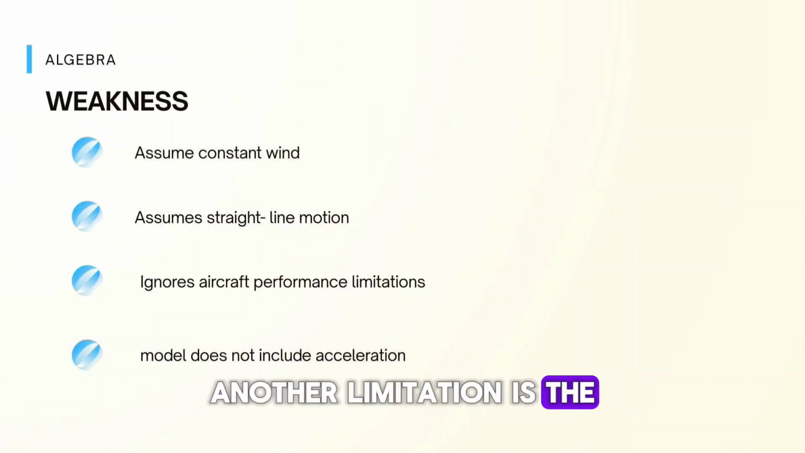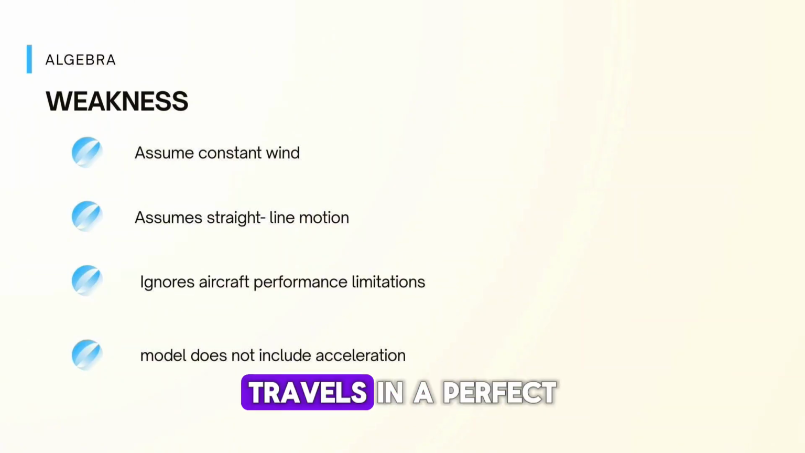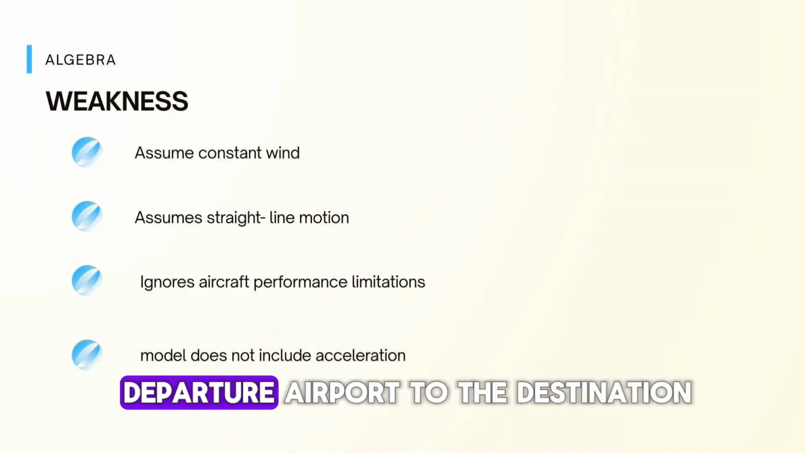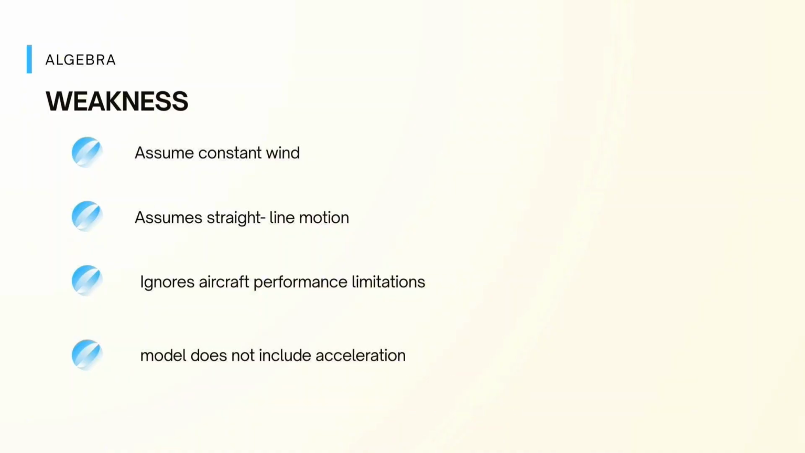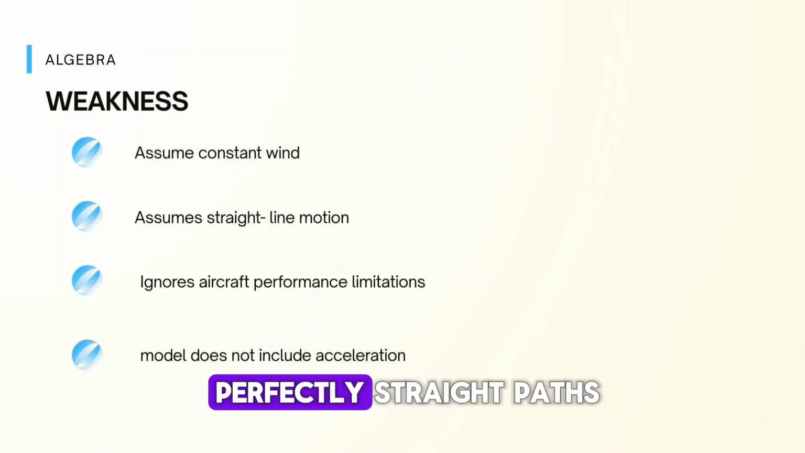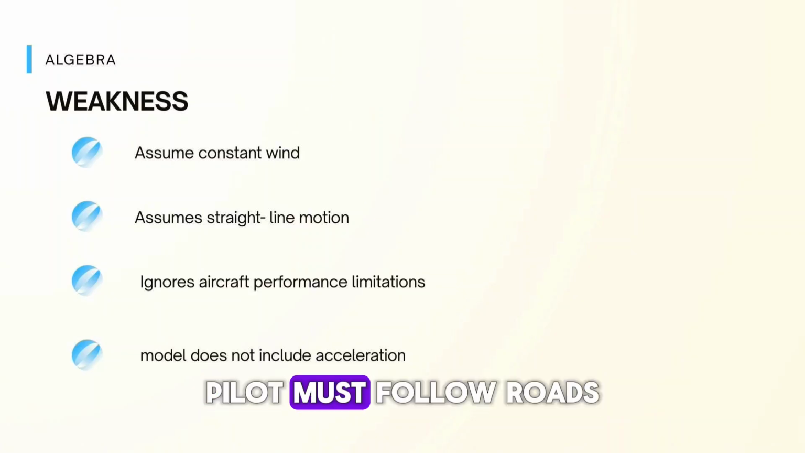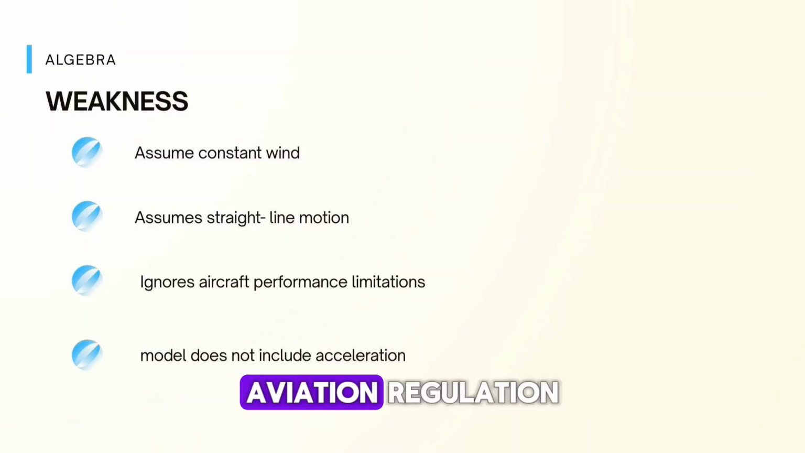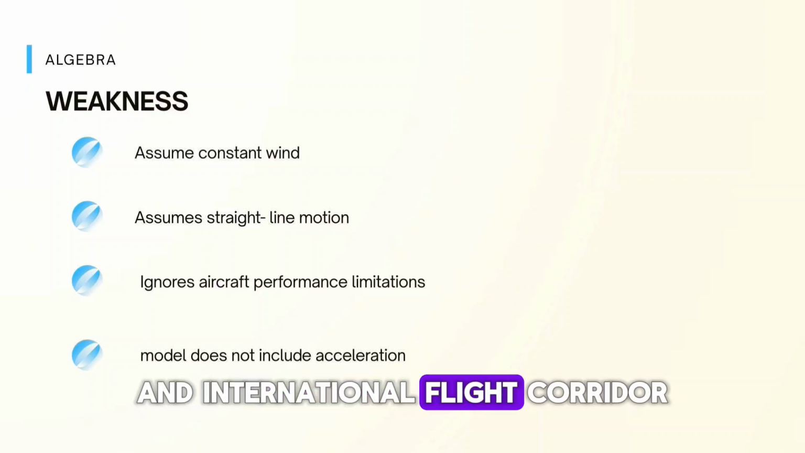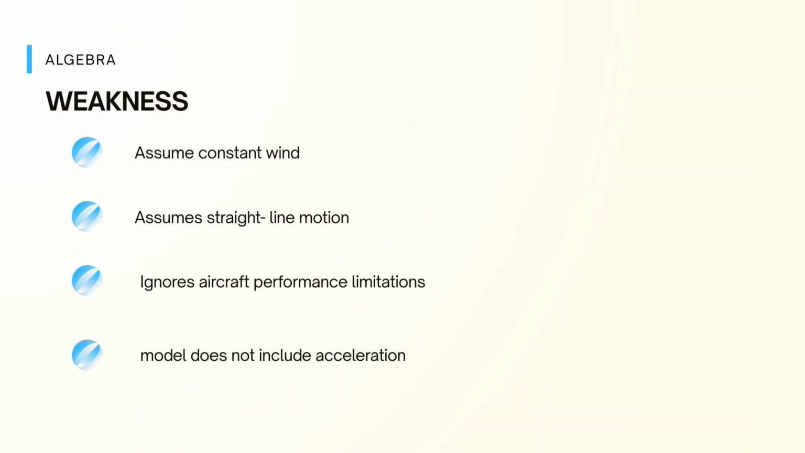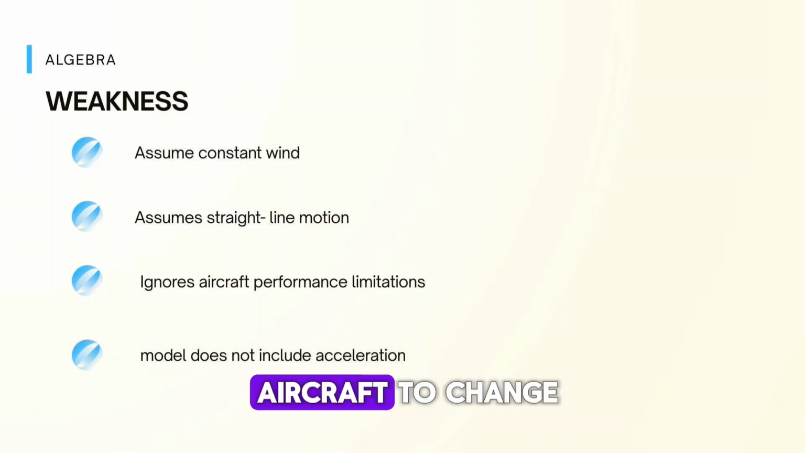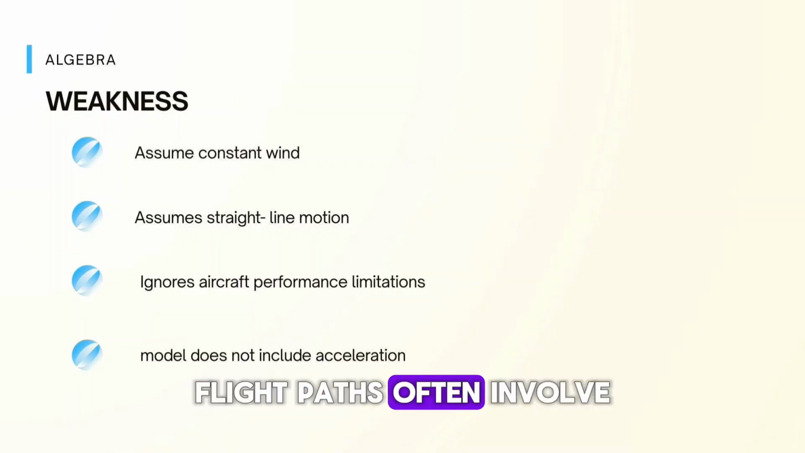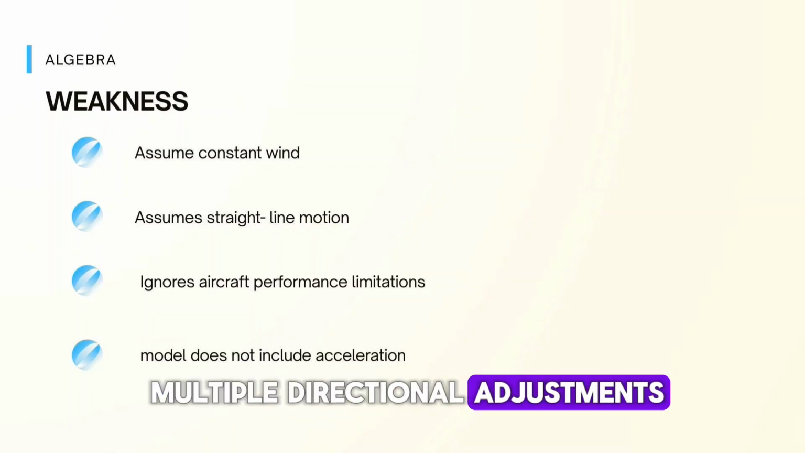Another limitation is the assumption that the aircraft travels in a perfect straight line from the departure airport to the destination. In real aviation operations, aircraft rarely fly in perfectly straight paths. Pilots must follow routes determined by air traffic control, aviation regulations, and international flight corridors. In addition, weather conditions may require aircraft to change route during flight. As a result, actual flight paths often involve multiple directional adjustments.